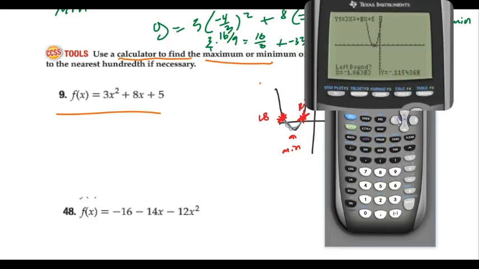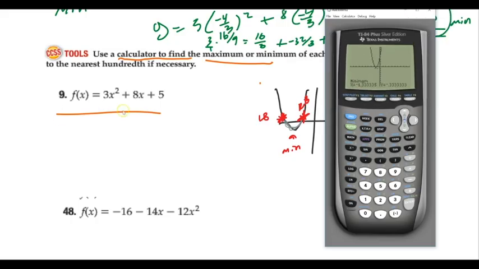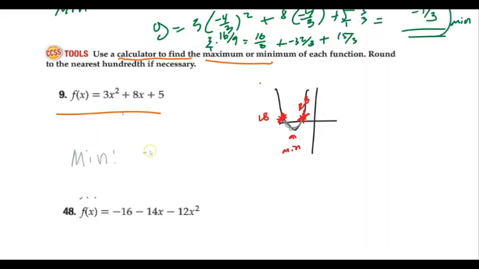See how it says left bound? I'd like to move to the min. It's around there. Then move left a little bit. And it says right bound. Go back to the min. Move right a little bit. Hit enter. It says guess. Yes, guess. And then you get your min: x is -4/3 and y is -1/3. The minimum is the y value, -1/3.